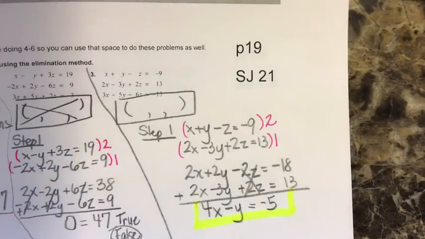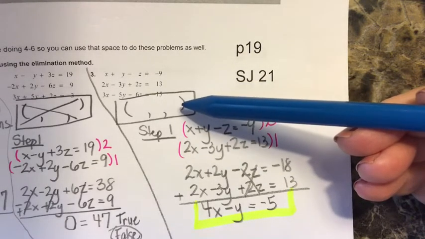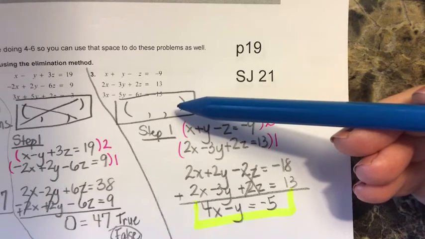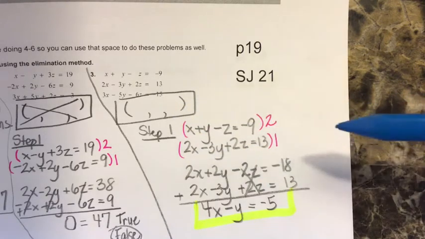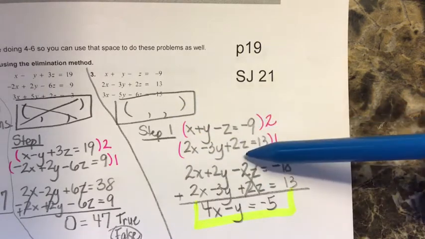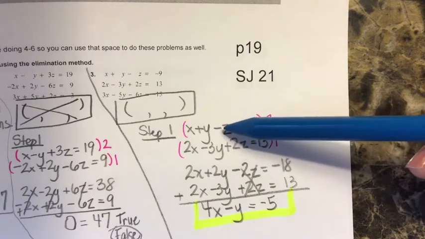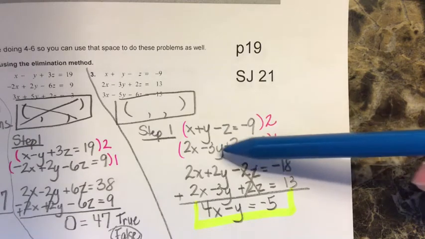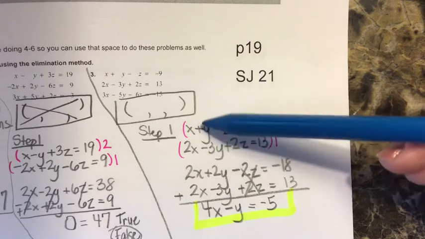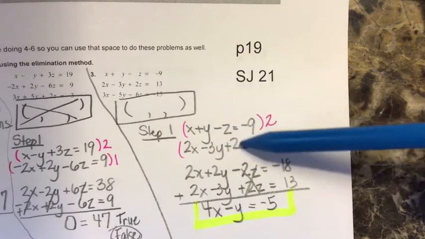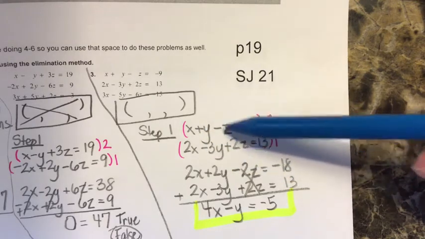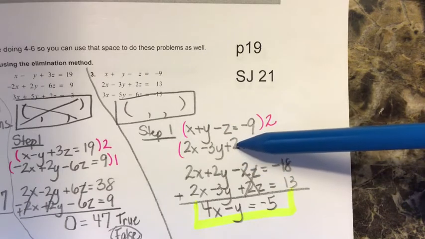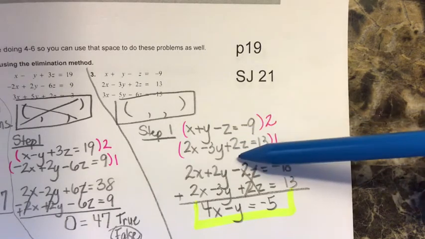I did step 1 with question 3. I went ahead and put the spot for my answer. And then I chose to eliminate z. I chose z because these are opposites already. I could have chosen y. Those are opposites as well. But I just chose z. So I eliminated z. The multiple that 2 and 1 have in common is 2.